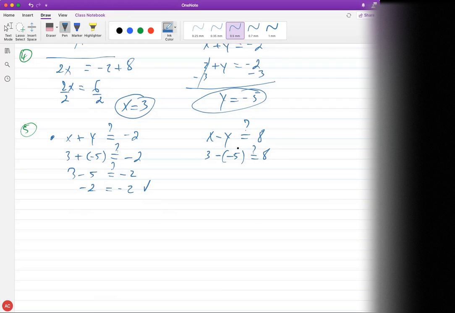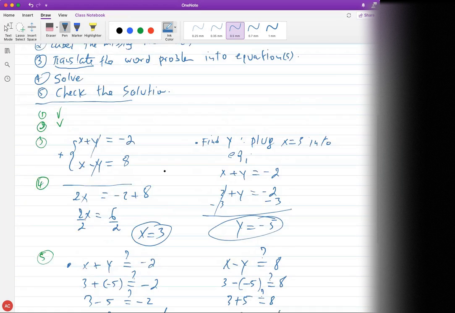How do you simplify this? 3 minus minus 5 is? So it would be 3 plus 5 equals 8, because you multiply the negative 1 to the negative 5. This is a double negative turned into a positive, and 8, and of course here 8 equals 8. And the problem is solved.